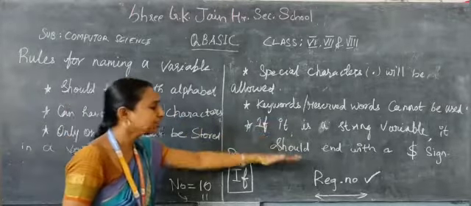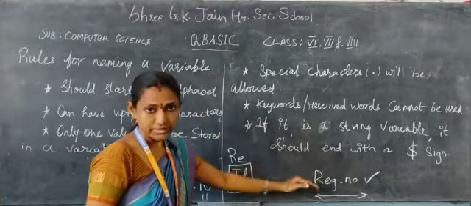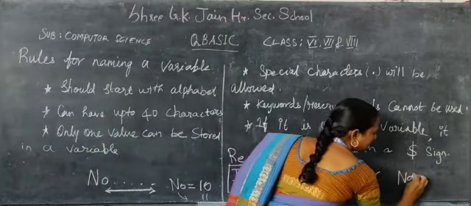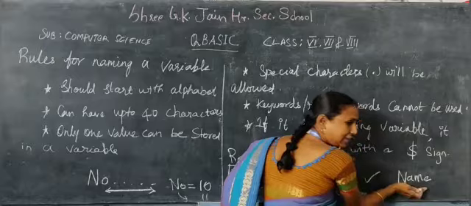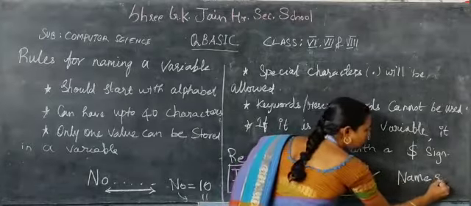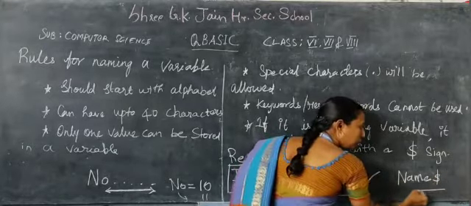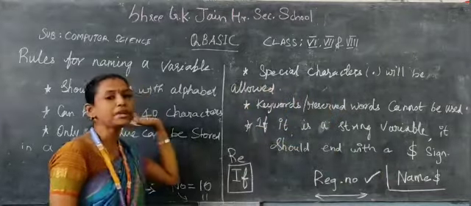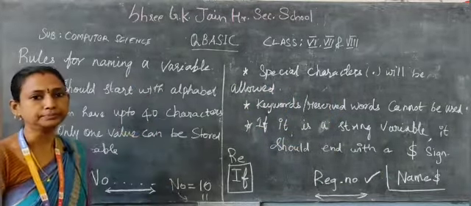Final one is if it is a string variable. See, a string variable means, for example, name. I am giving a name as a string variable. So at the end of the string variable, I need to give the dollar symbol. These are the rules for naming a variable.